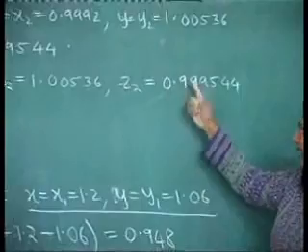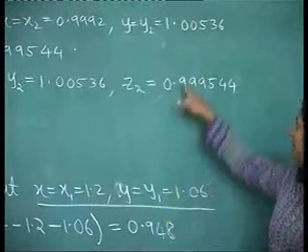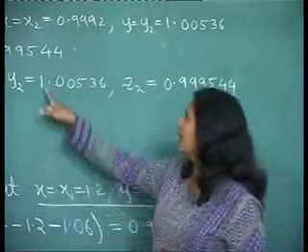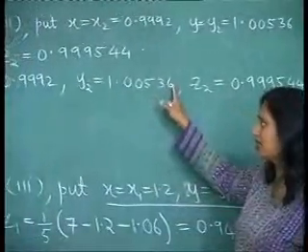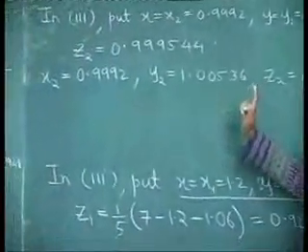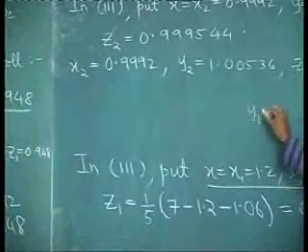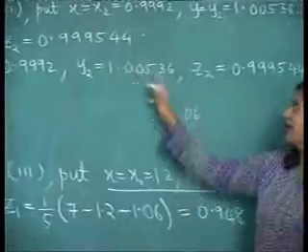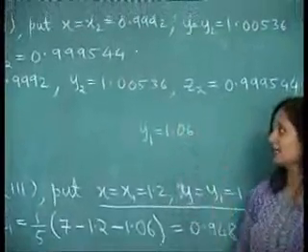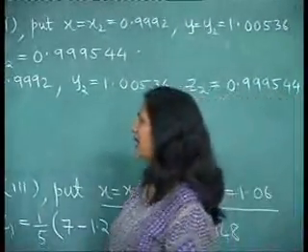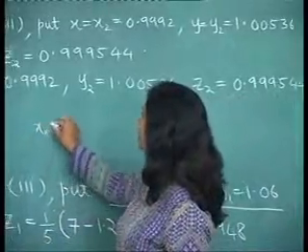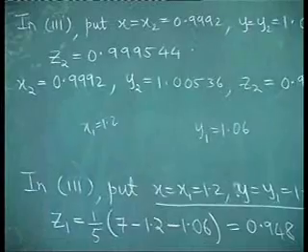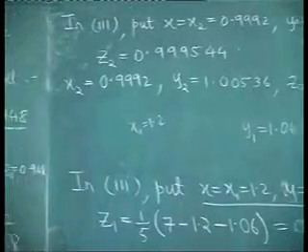This is 0.9 something. So at least up to the first decimal places they match. Look at y2. y2 is 1.00536, whereas y1, I had written out y1 somewhere. y1 is 1.06. So again, y1 and y2 at least match in the first decimal place. And x1 was 1.2, where x1 and x2 are not too close. So some more iterations will be required.